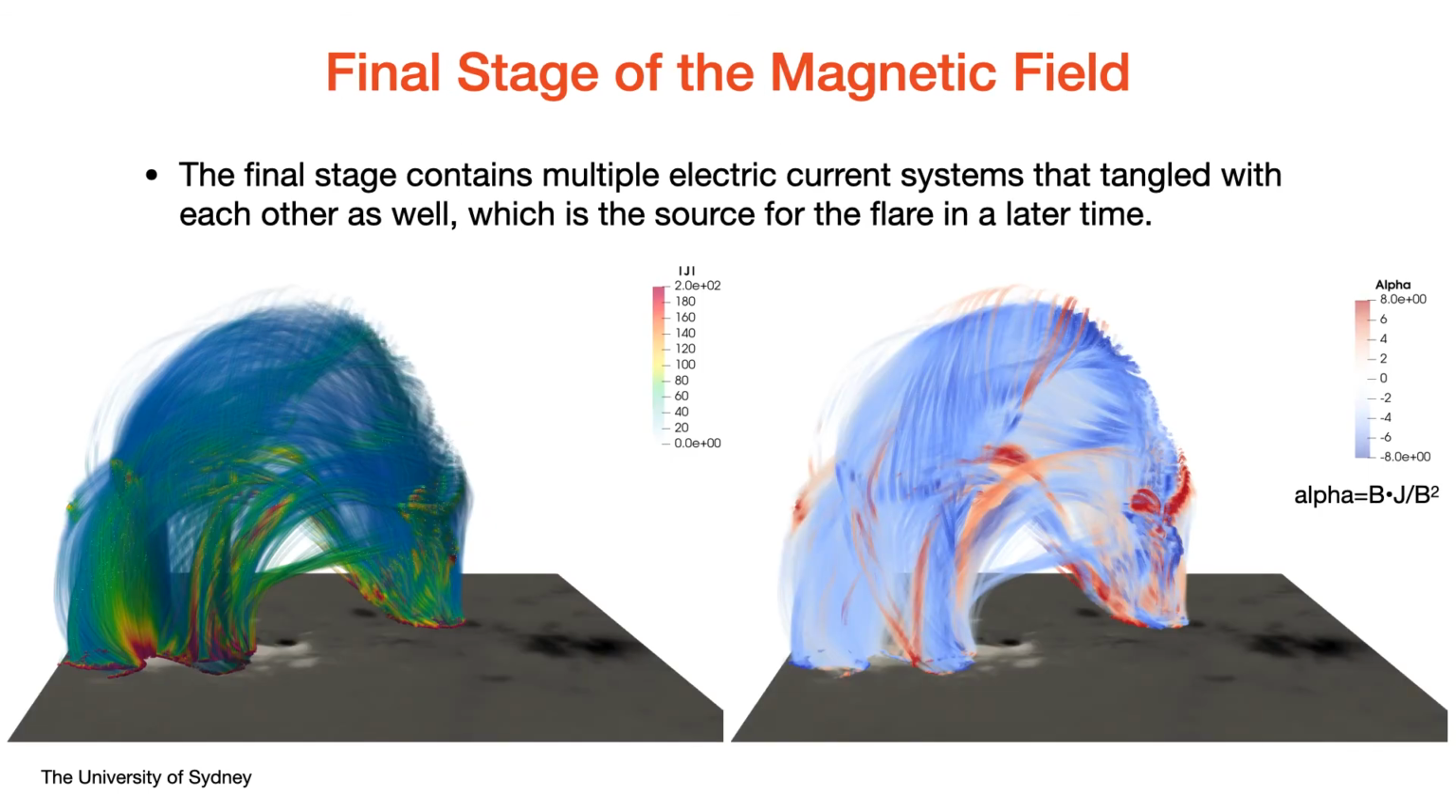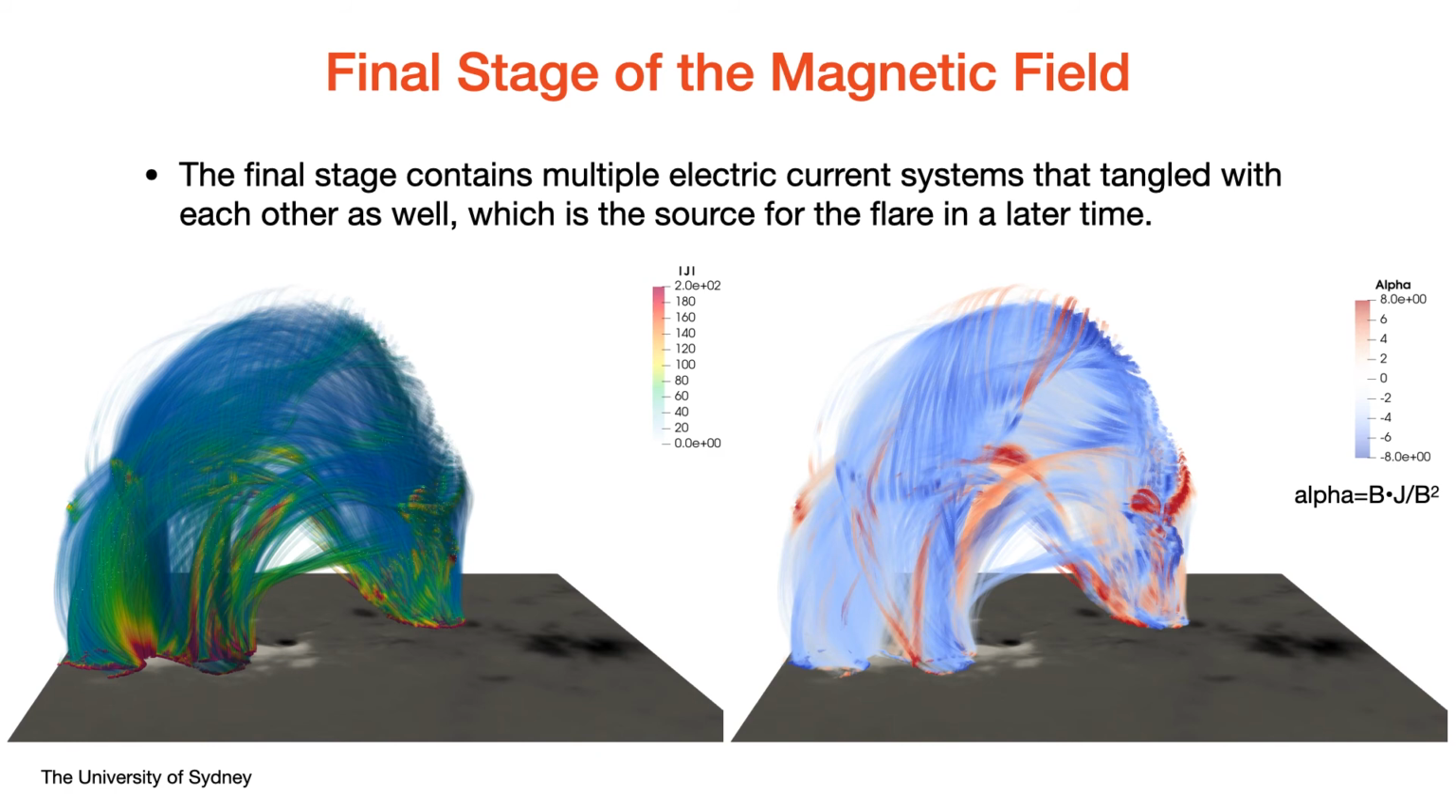Here we show the final stage in the simulation. It gives highly mixed and twisted structures in this active region. From the left images, the color indicates the magnitude of the electric current. It's clear that the final stage still contains multiple flux loops. The right images show the same structures, but with a different meaning of the color. The color indicates the alpha value along each field line.